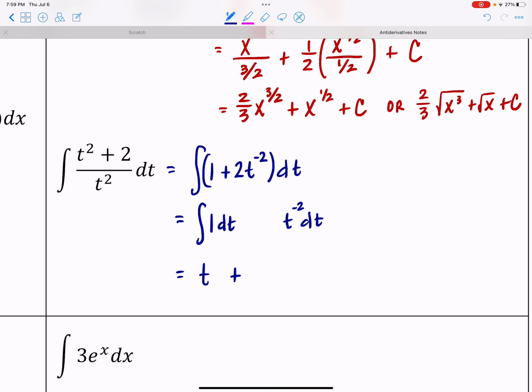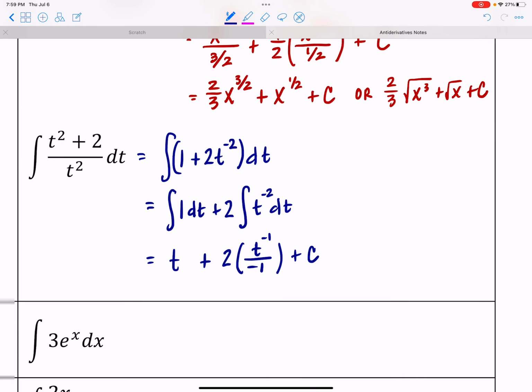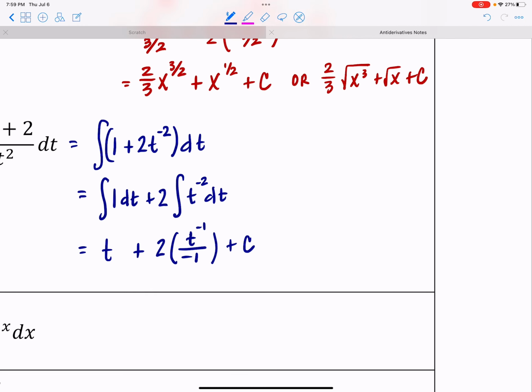So I'm going to factor out that 2. So it's twice the integral of t to the negative 2. So this will be 2 times t to the, add 1 to the exponent, making it a negative 1, divide by the new exponent, negative 1, and then add our constant of integration. So we're good there, or just clean it up.